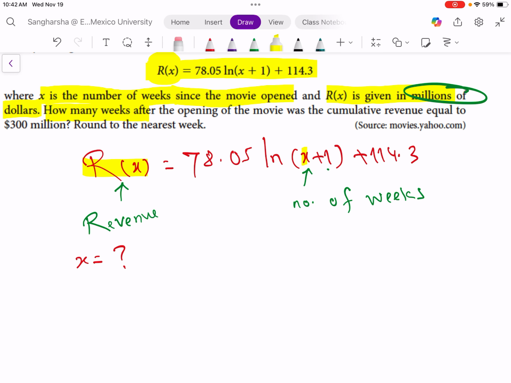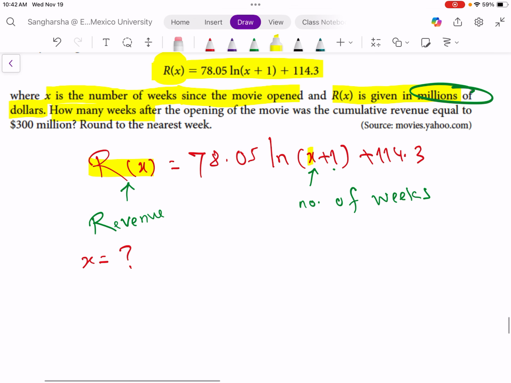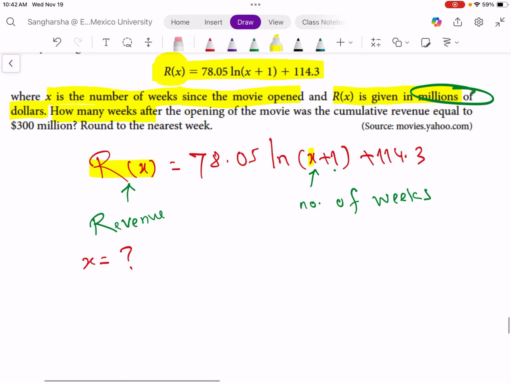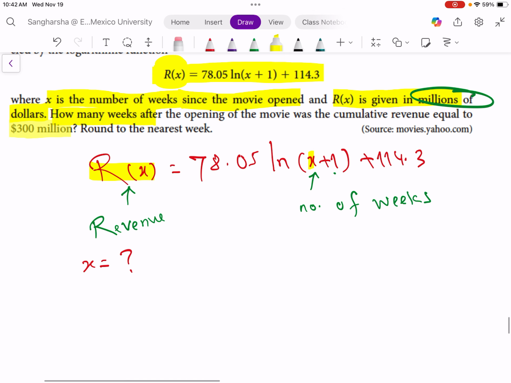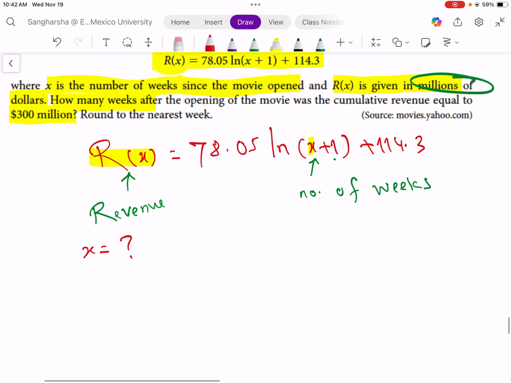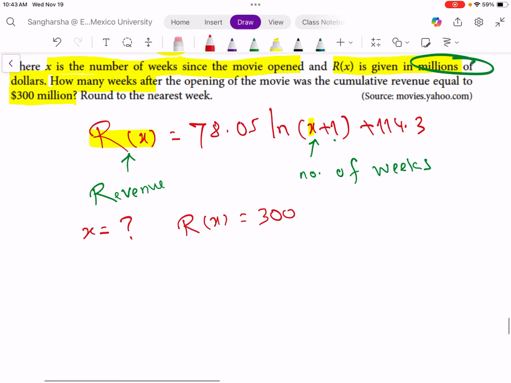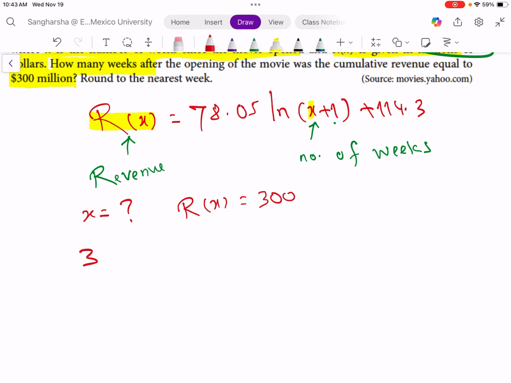So let me read that one more time. How many weeks after the opening of the movie was the cumulative revenue equal to $300 million? Now what is this $300 million? Is it revenue or number of weeks? That's the revenue. So our R of x is 300. Now you replace R of x by 300 and solve the equation. You will get the value of x. So let's replace our R of x by 300 in that equation.